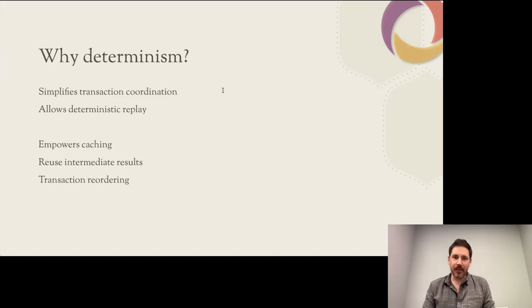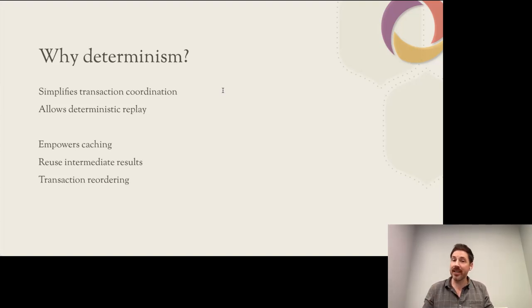So why determinism? We don't actually support vanilla JavaScript. We only support a deterministic subset of JavaScript. And we're putting some constraints on the developer to make these functions work. So why would we do this? Well, on the right side, it's great. Deterministic functions simplify transaction coordination, right? If you have a deterministic stored procedure, every node is going to do the same thing, given the same serial ordering. You can always reconstruct the state of the database given the series of functions that were called in a certain order.